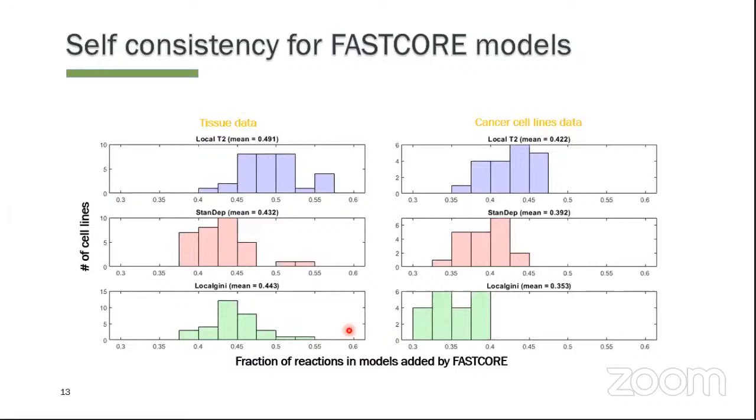This is self-consistency for FASTCORE models. Here the x-axis is the fraction of reactions added, and the y-axis is the number of cell lines. In tissue data, again, local Gini and StanDep perform better than local T2, with StanDep performing marginally better. And in cancer cell line data, local Gini shows better performance than both other thresholding methods.